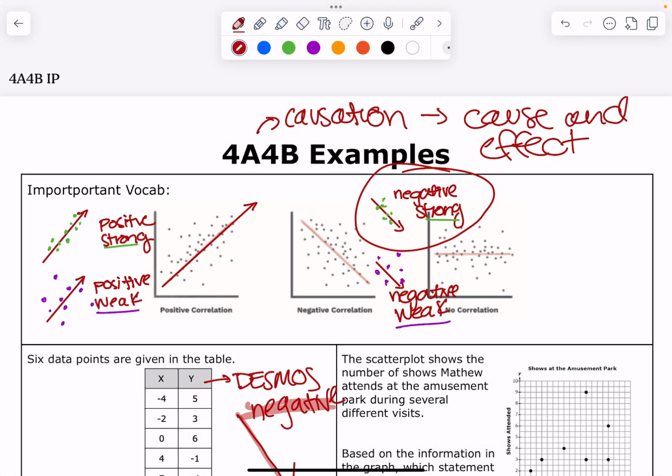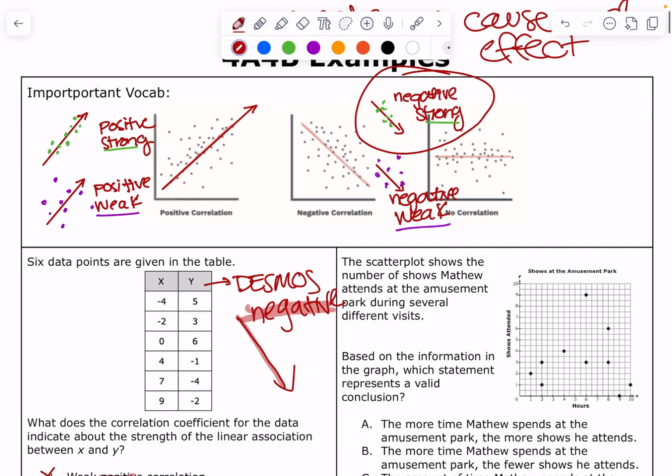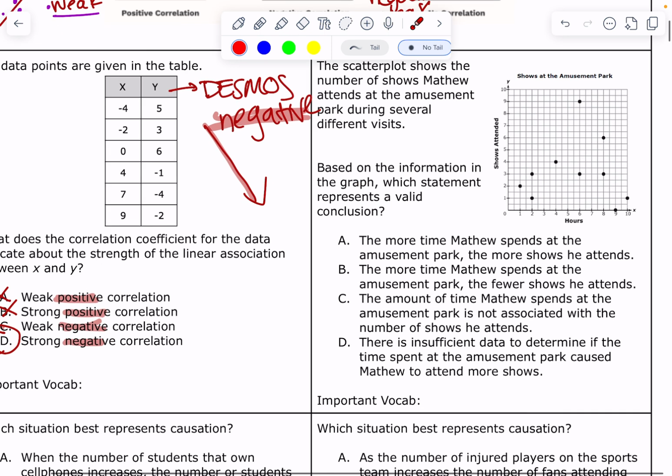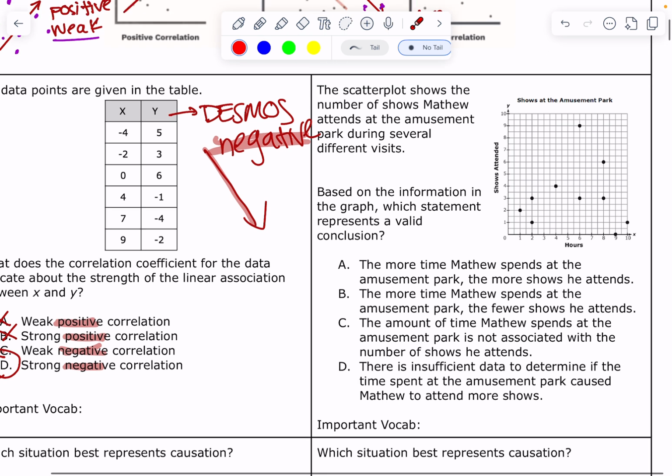So now let's look at the second question. It says, the scatter plot shows the number of shows Matthew attends at the amusement park during several different visits. Based on the information in the graph, which statement represents a valid conclusion? So when we look at this question, we need to look at our table or our graph. Our title is going to be shows at the amusement park. Okay. Then we have hours and shows attended.